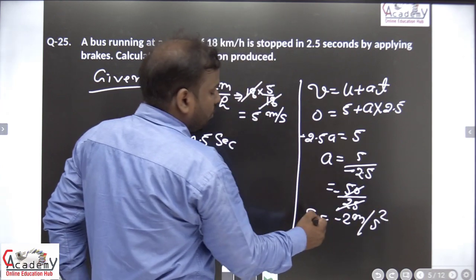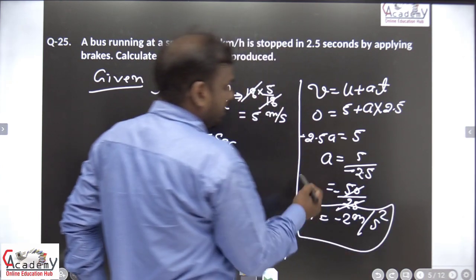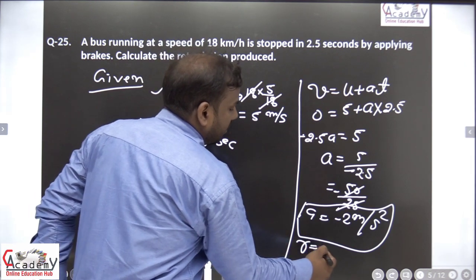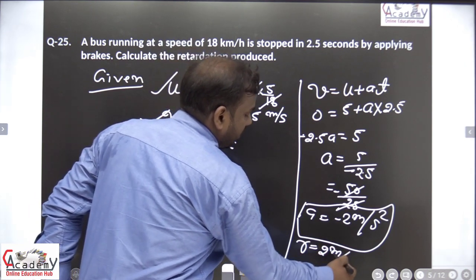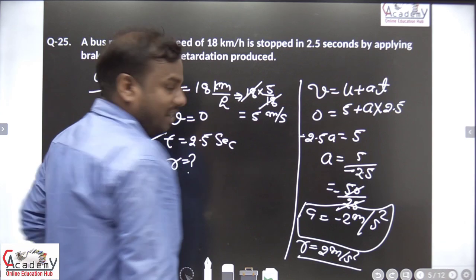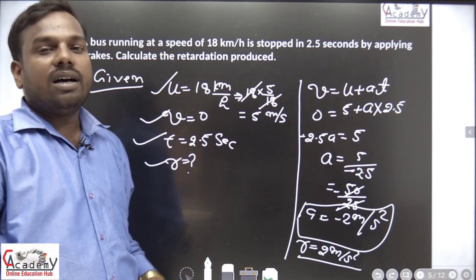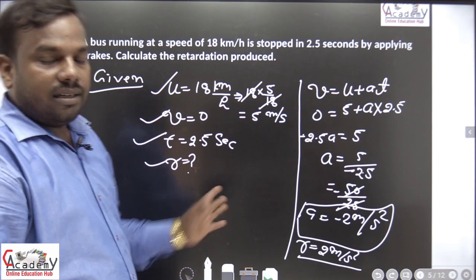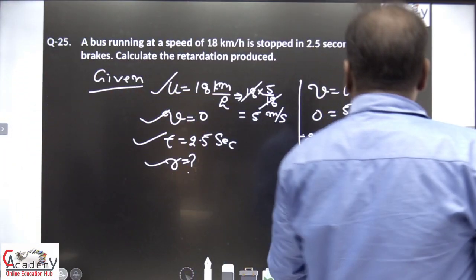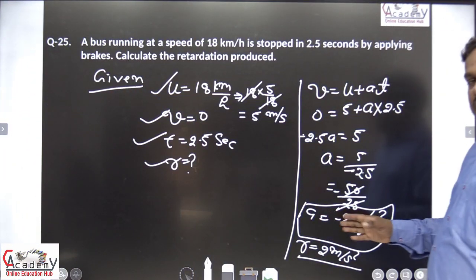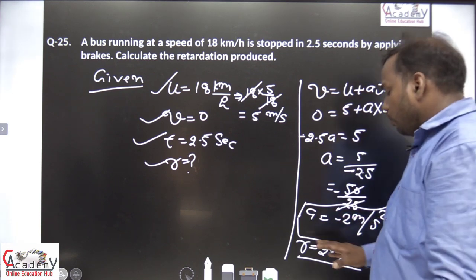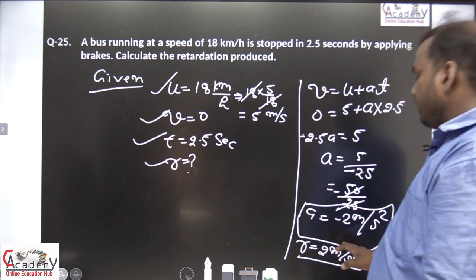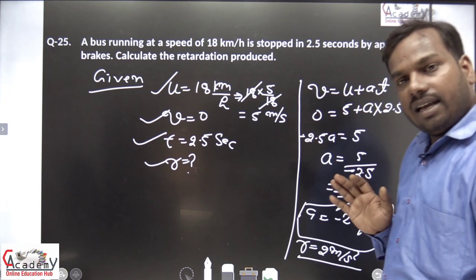I already told you, when acceleration is negative, we can write that it is the retardation. So if the acceleration is minus 2 meter per second square, the retardation is 2 meter per second square. Is that clear? Understand?